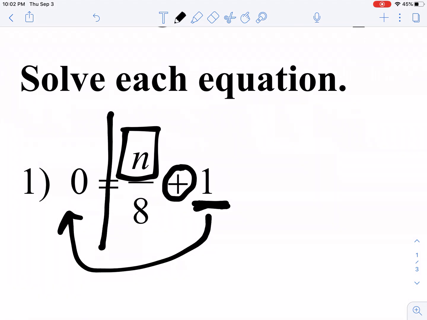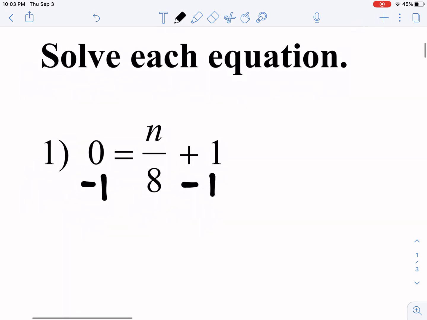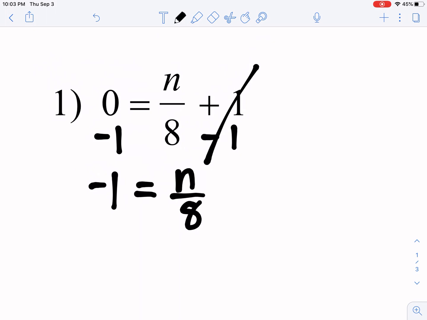Well, how did we do that when we were dealing with one-step equations? We did the inverse operations, correct? So to get rid of this plus 1, the opposite would be to subtract 1. So we're going to subtract 1 from both sides, applying that subtraction property of equality. My inverse goes away, and I get 0 minus 1. Well, 0 minus 1, I get a negative 1 is equal to n over 8. Okay? So now, I've already taken care of my addition subtraction part. We subtracted 1 from both sides.